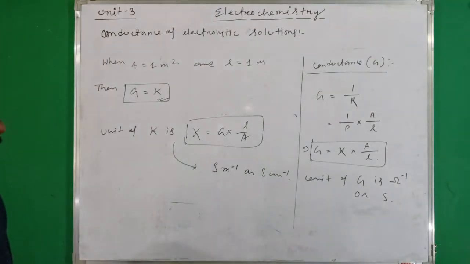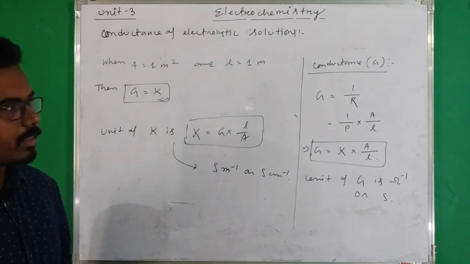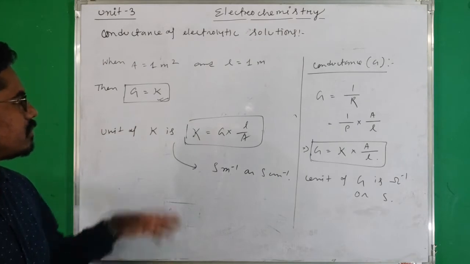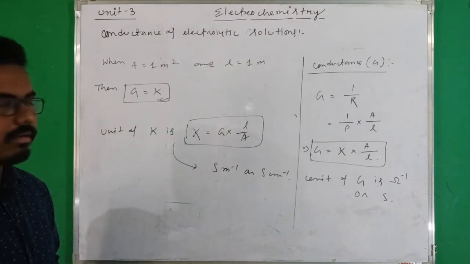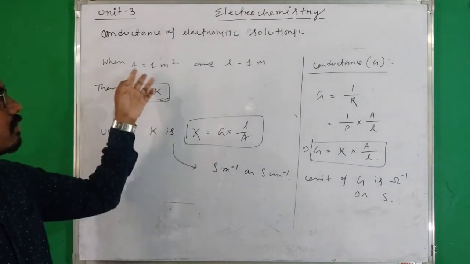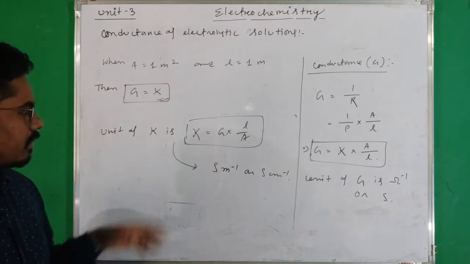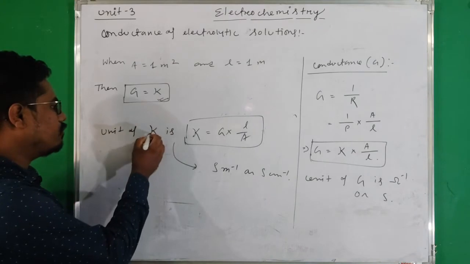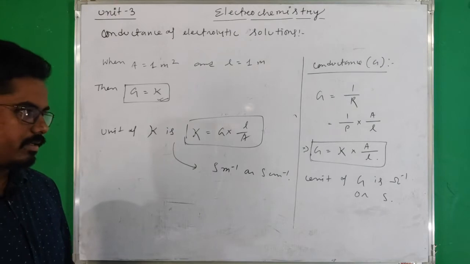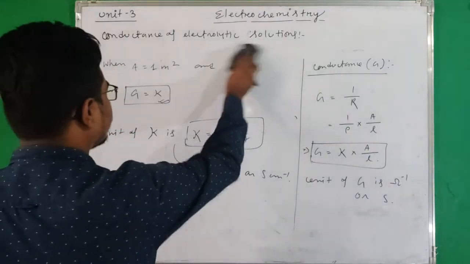So we have learned what is conductance. After that we have learned what is conductivity or specific conductivity. Conductivity or specific conductivity is the conductance of an electrolytic solution having volume 1 meter cube or having area of cross section 1 meter square and length 1 meter. And the unit of kappa is Siemen per meter or Siemen per centimeter. Now let us discuss molar conductivity.